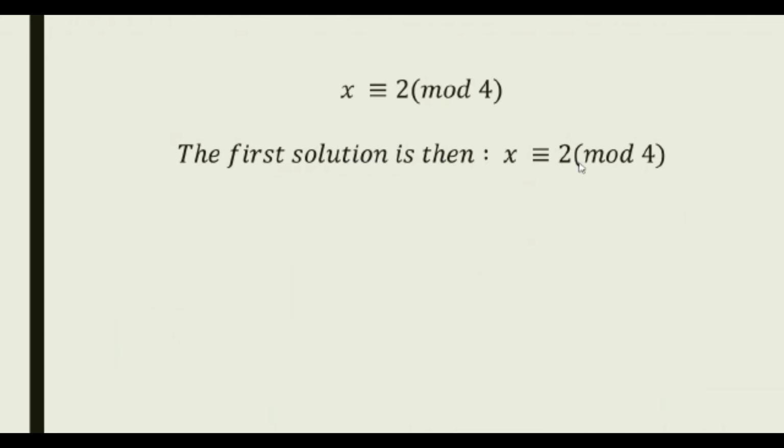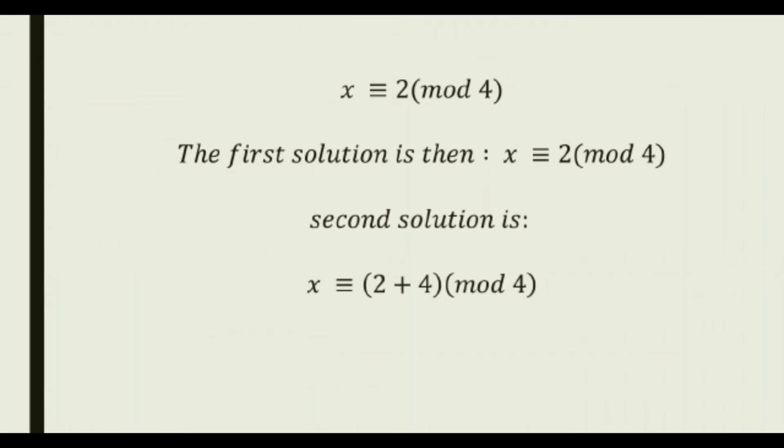And since there are two solutions, the second solution is 2 plus 4 mod 4. As we said, we keep on adding until we get a multiple of 6. So 2 plus 4 is equal to 6. So x is congruent to 6 mod 4. So that is our second solution.